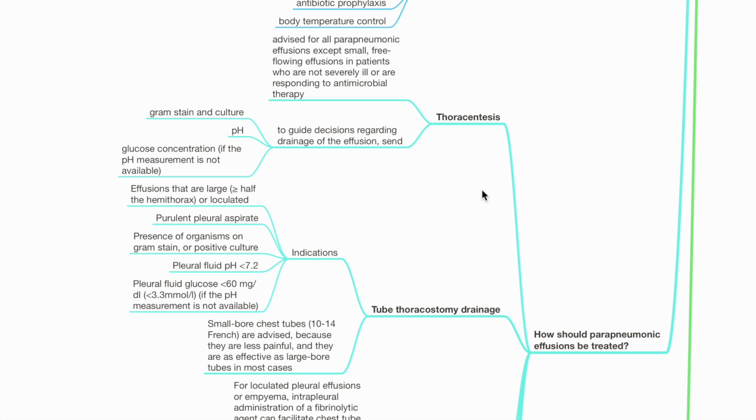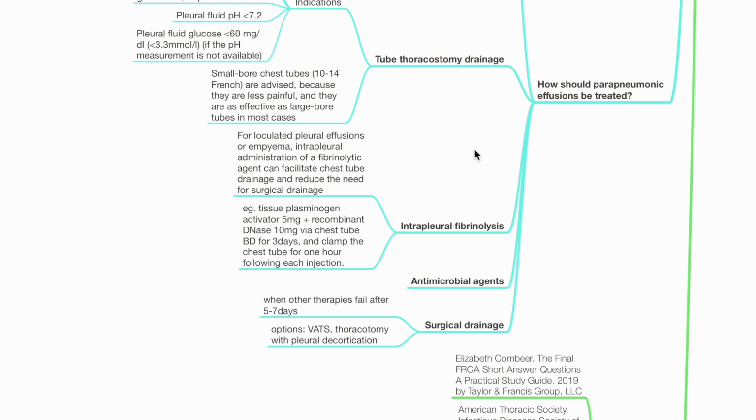Small bore chest tubes, 10 to 14 French, are advised because they are less painful and are as effective as large bore tubes. Intrapleural fibrinolysis can be considered for loculated pleural effusions or empyema to facilitate chest tube drainage and reduce the need for surgical drainage. Options include tissue plasminogen activator and recombinant DNase. Antimicrobial agents should be continued in the treatment of parapneumonic effusions. Surgical drainage should be considered when all other therapies fail after 5 to 7 days. Options include VATS and thoracotomy with pleural decortication.